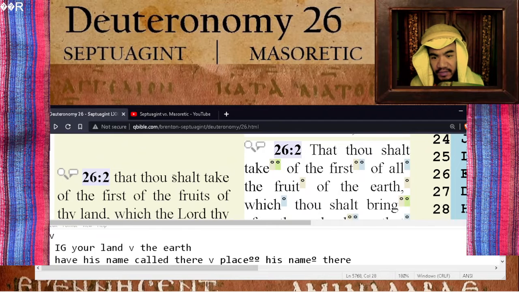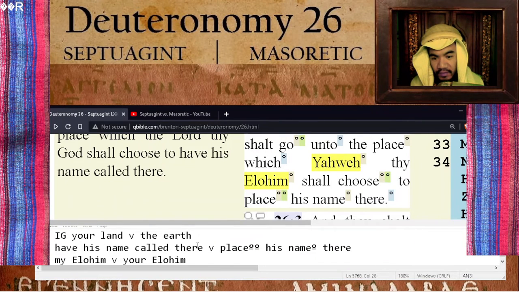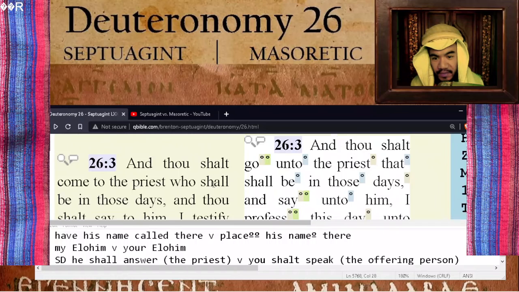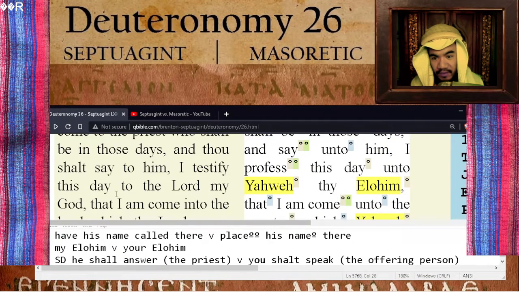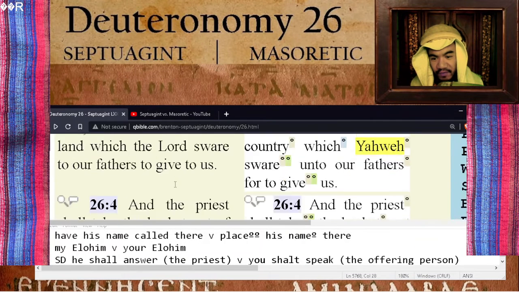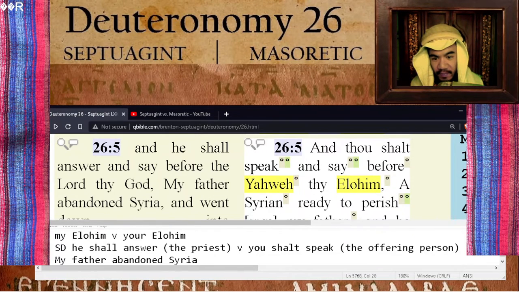It says here, to have his name called there, versus place his name there. The next difference is verse 3, my Elohim right there, versus your Elohim. Verse 5, we have the first significant difference in this chapter. It says, he shall answer, referring to the priest, versus you shall speak, referring to the person doing the offering. There's a big difference here.